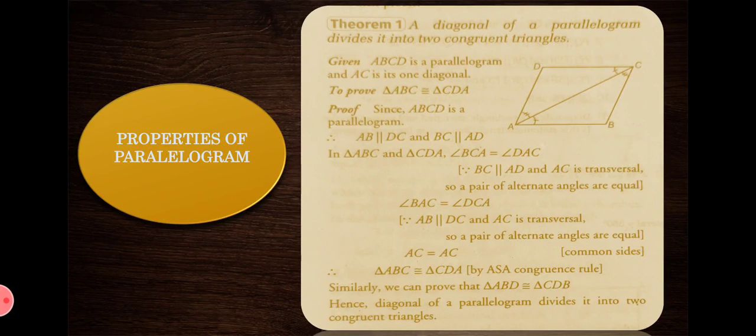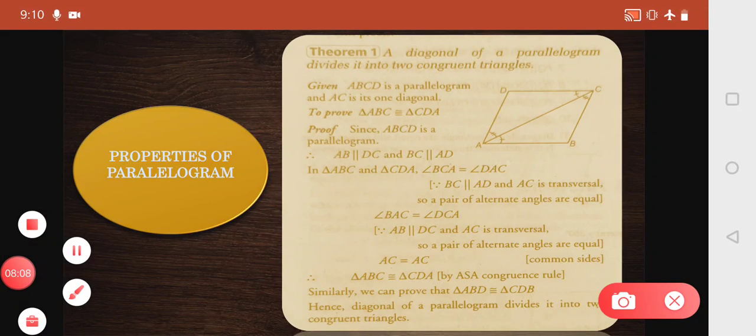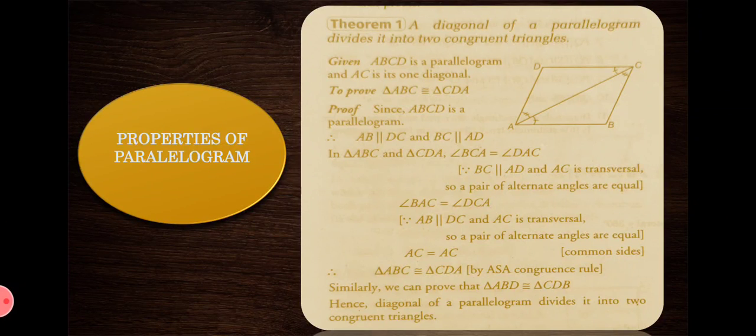Similarly, we can prove that triangle ABD is congruent to triangle CDA. Another two triangles we can also prove if we take diagonal BD. If we take diagonal BD, we will get triangle ABD congruent to triangle DCB. These both triangles will be congruent. Hence, a diagonal of a parallelogram divides it into two congruent triangles.